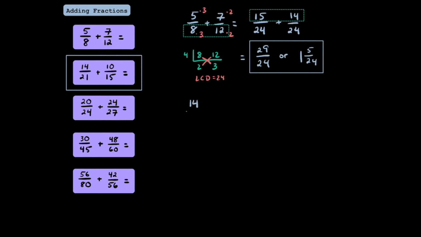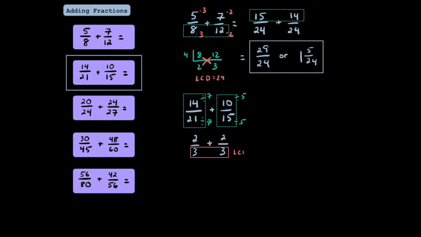In this problem, we have 14 over 21 plus 10 over 15. Right away, I notice that 14 and 21 are both divisible by 7. If we divide them both by 7 to simplify, we're going to get a new fraction of 2/3. This means the same thing. Looking at 10/15, they also have a common factor that we can use. In this case, it's going to be 5. If we divide 10 by 5, that's going to be 2. And if we divide 15 by 5, that's going to be 3.